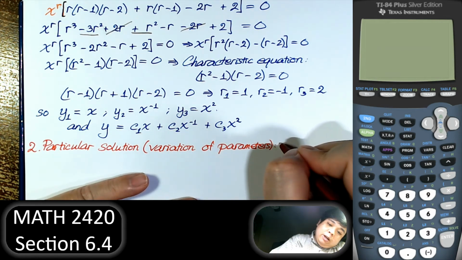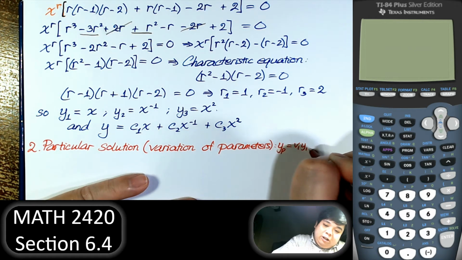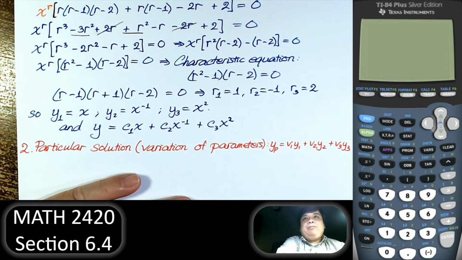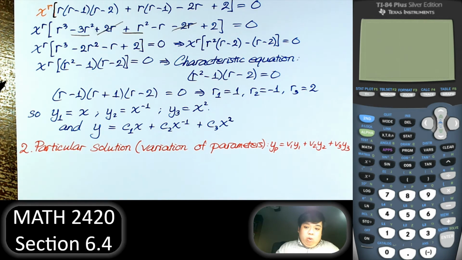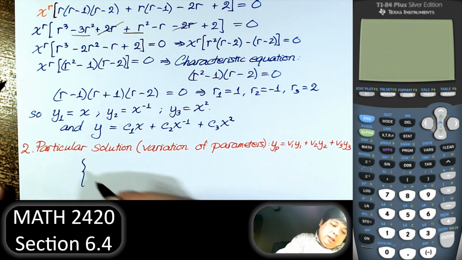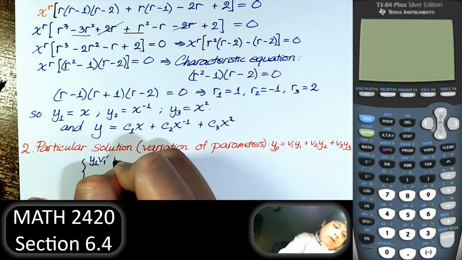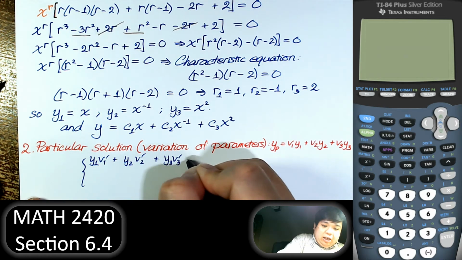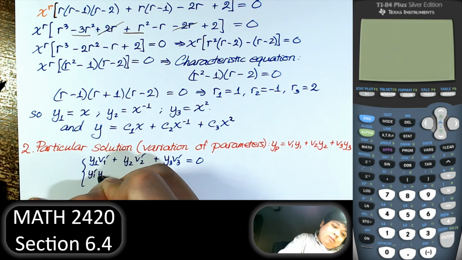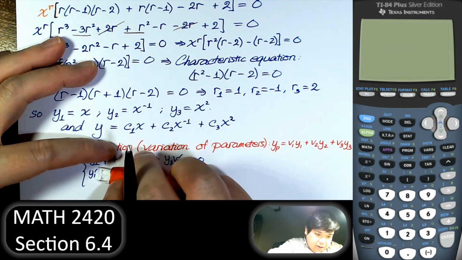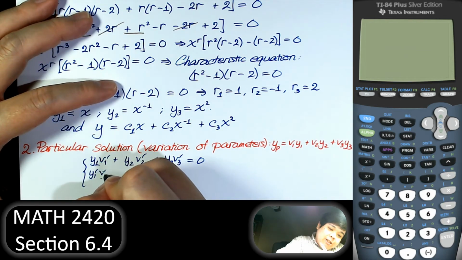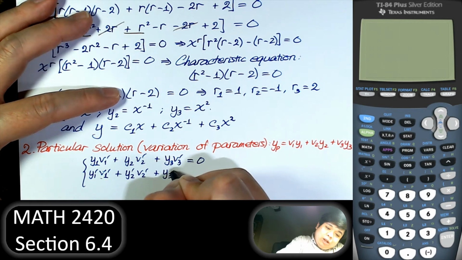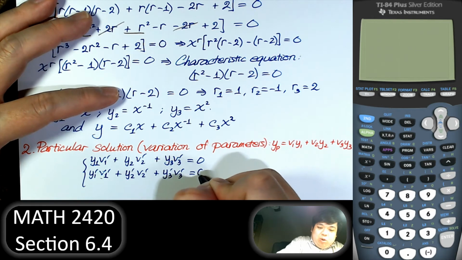So v1 y1, v2 y2, and v3 y3. And then that system of equations: y1 v1 prime, y2 v2 prime, y3 v3 prime equal to 0; y1 prime v1 prime, y2 prime v2 prime, y3 prime v3 prime. That one also equal to 0.